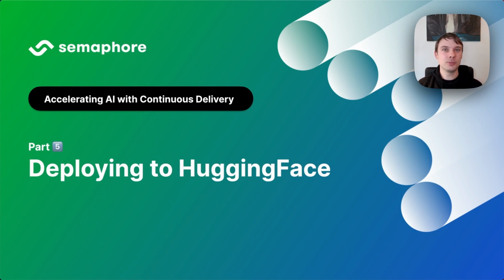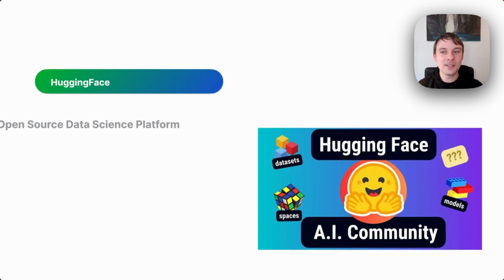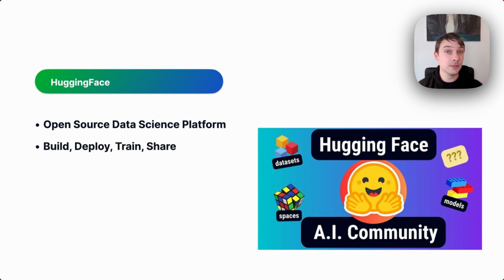Now, in this part, we will be using the code that we've written so far, and we will deploy it to a platform called HuggingFace. Now, what's HuggingFace? HuggingFace is an open source data science platform. It's basically an online app, and in this app, you can build, deploy, train, and share the models that you are doing. This is really useful for the open source community, and it allows you to also reuse existing models as well. So without further ado, let's deploy our code to Hugging Face.